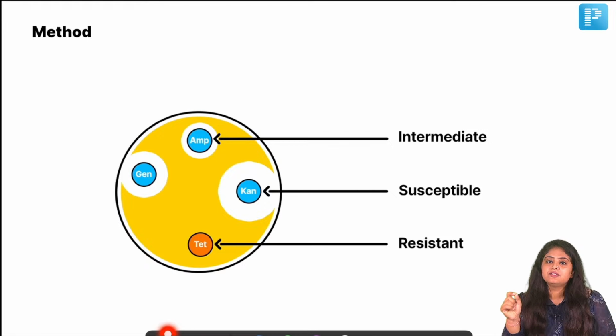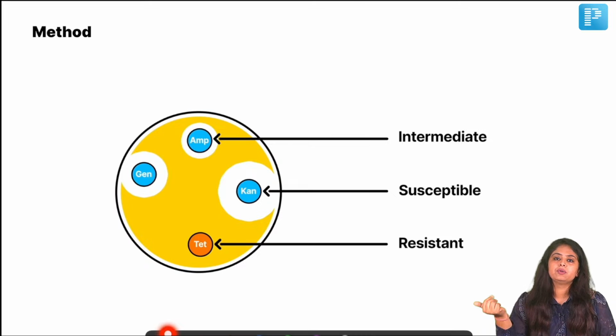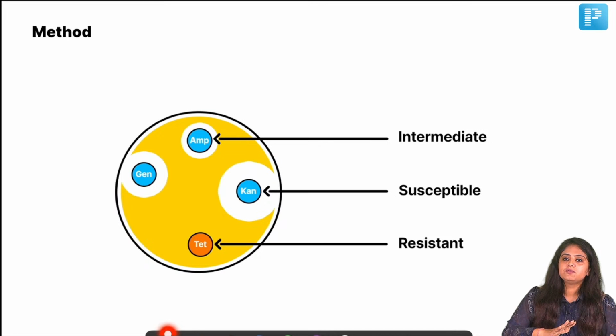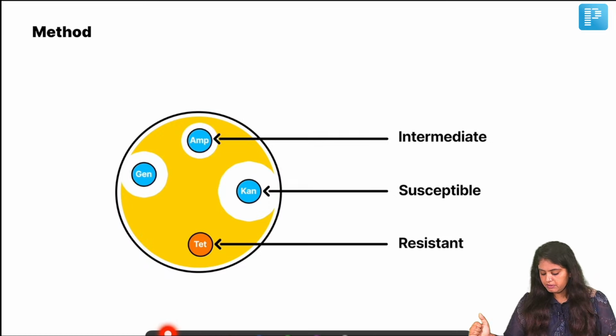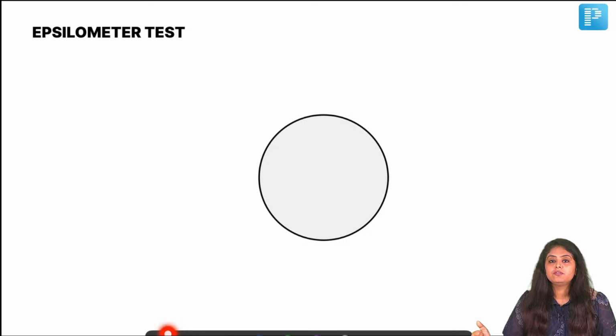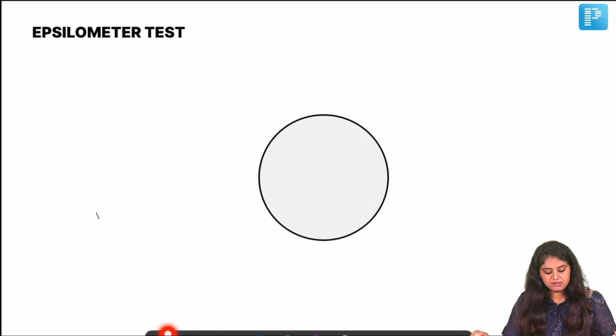But then there is another, I think that's the last one or two things. This is Kirby-Bauer disc diffusion agar, but is there something better than Kirby-Bauer? Anything better than the next one, which is in front of you? E-test ke naam se jaante hain. So what is this E-test?